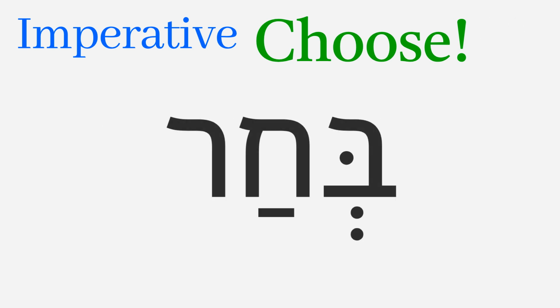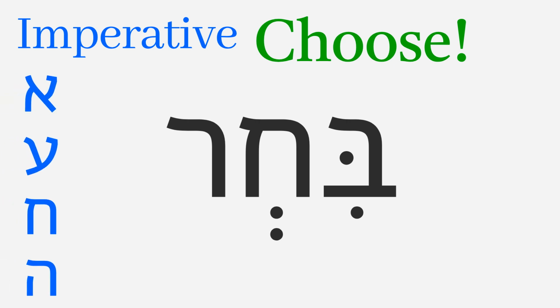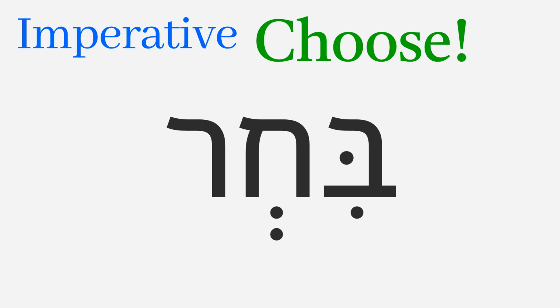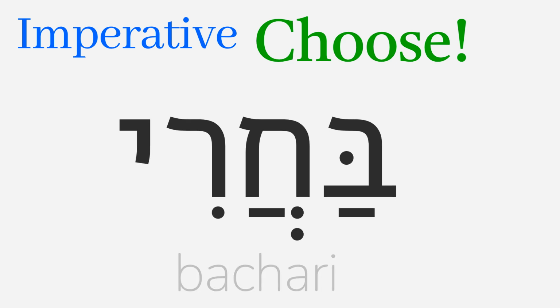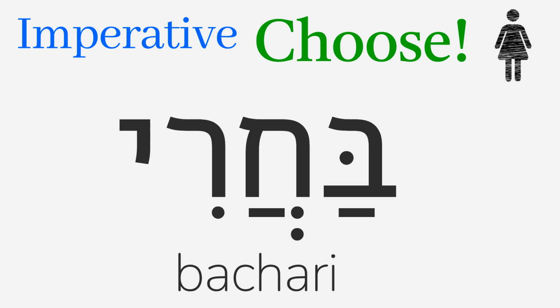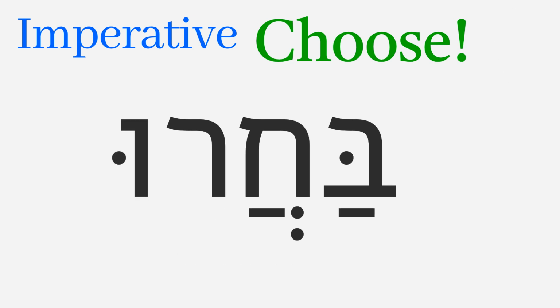When we add an i or u ending to a masculine singular command, its vowels are supposed to change to a hirik and shva. But when the second root letter is aleph, ayin, chet, or hey, that would be putting a shva under one of these letters, which cannot take a shva as the second letter of a syllable. So instead, this vowel will be a chataf patach. This chataf patach makes the hirik before it also change, this time into a patach. Once these vowels are changed, we can then add an i ending to make bachari, choose feminine singular, or a u ending to make bacharu, choose masculine plural.